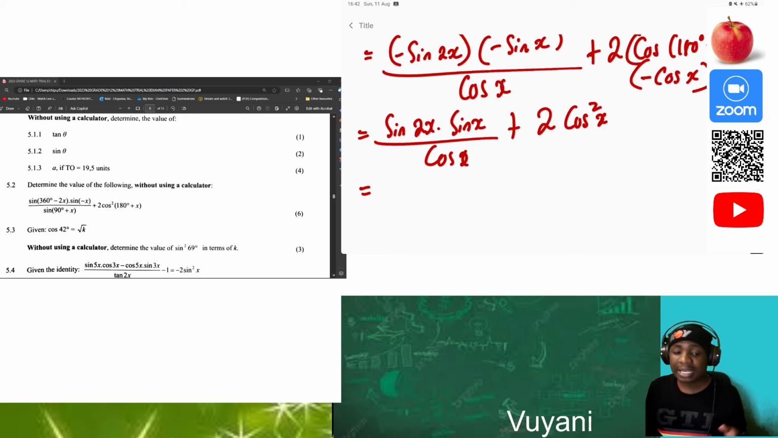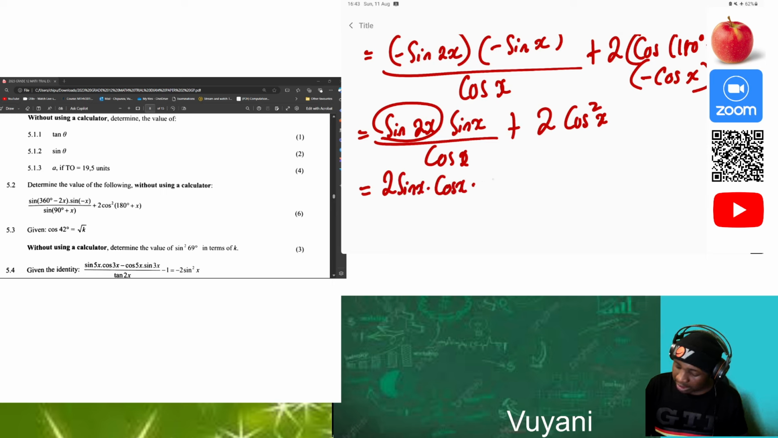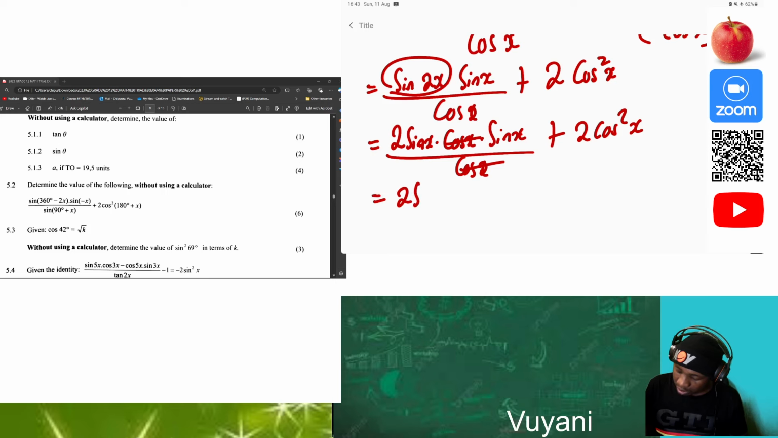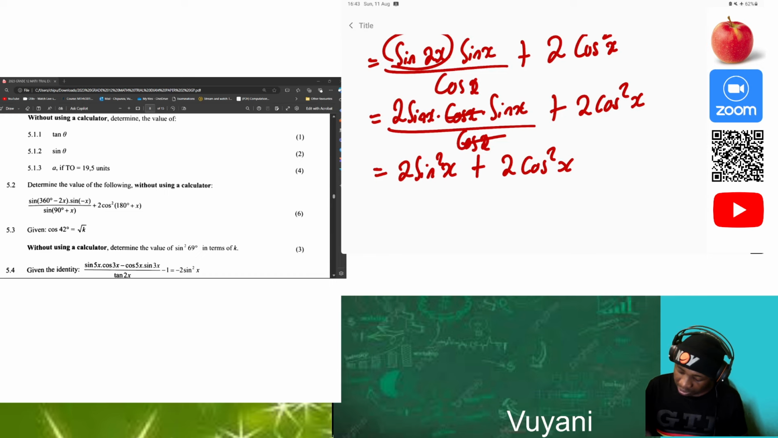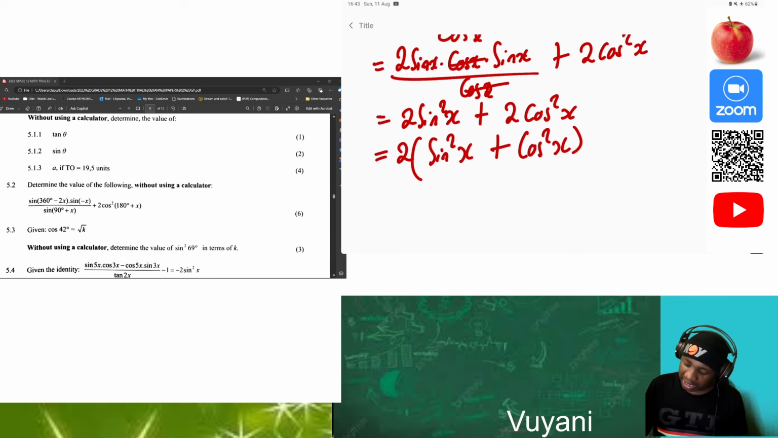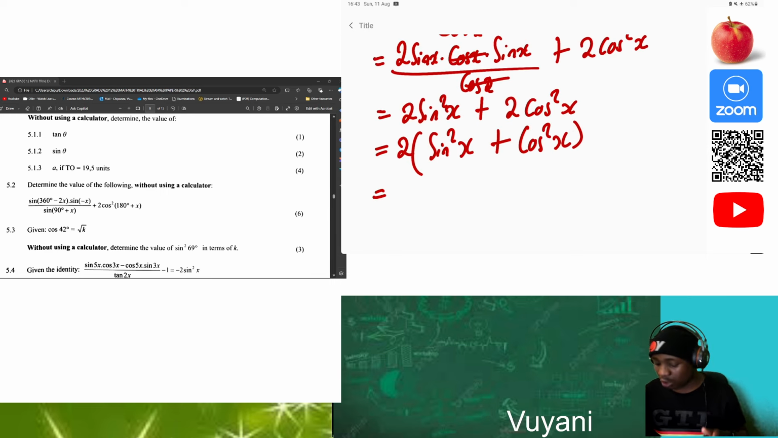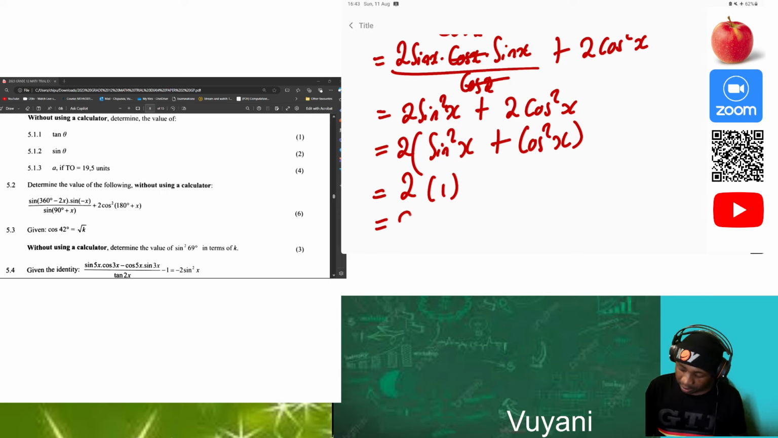Now we know something which is nice and easy, that sine 2x is a double angle, and since it's a double angle, that's the same as 2 sine of x times cos of x, times that sine of x which we have here, divided by cos of x, plus 2 cos squared of x. This and this will cancel. Sine x and sine x will multiply each other. That would be 2 sine squared of x plus 2 cos squared of x. Then, of course, because we are smart, we can take 2 out as a common factor. Then that will be sine squared of x plus cos squared of x, which is always equal to 1. Then we have 2 times 1. Then our final answer will be equal to 2.